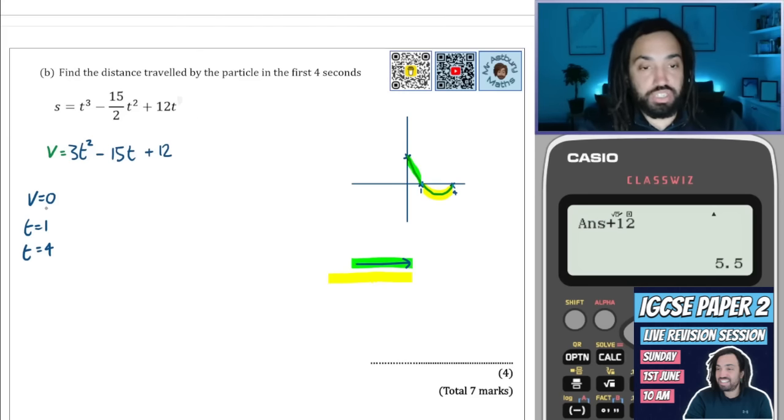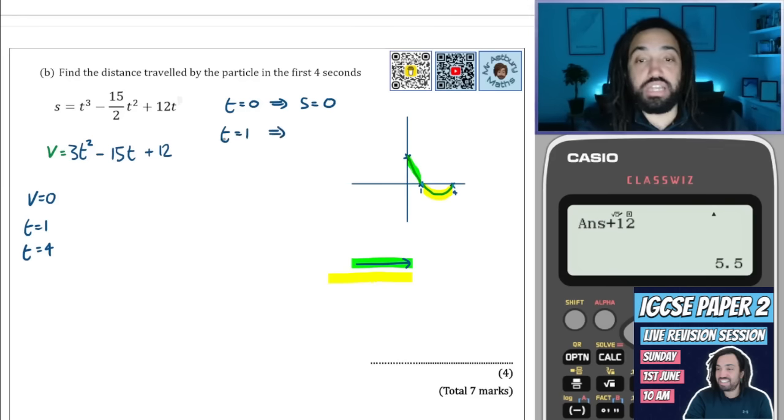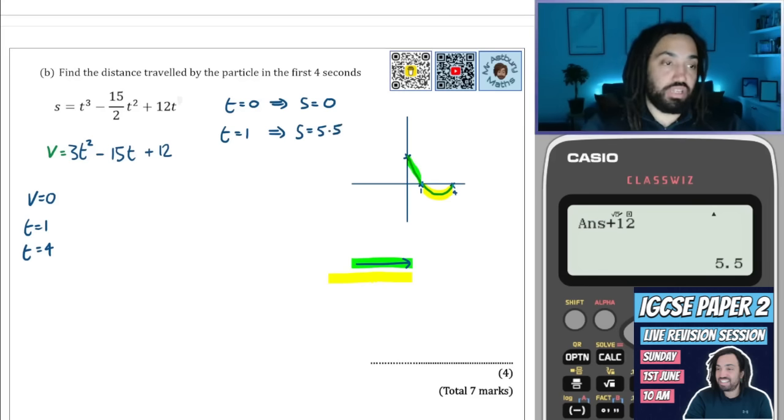And what we could do is substitute in t is equal to 0, because that's where it starts, into the displacement formula. So when t equals 0, the displacement, subbing into this formula here, we're going to get 0. Fine. So it hasn't moved at t equals 0. And then when t is 1, it would have moved forwards. And how much would it have moved? Well, subbing in t equals 1 into here will give us 5.5, as the calculator says. Okay, great.